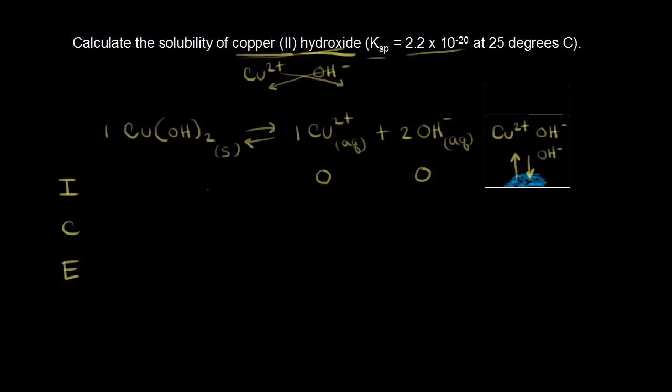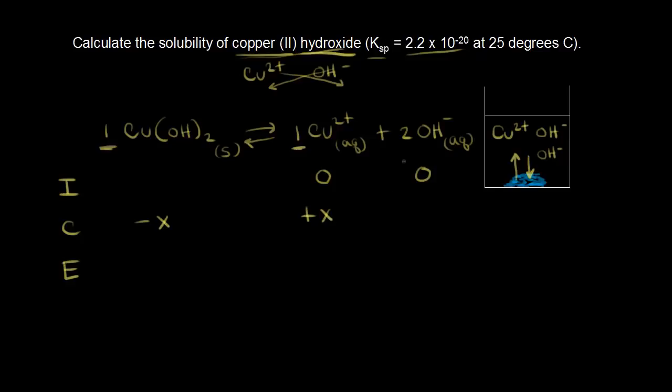Now let's think about the small amount of solid copper(II) hydroxide that dissolved. Let's say that X is equal to the concentration of copper(II) hydroxide that dissolves. So we're going to lose a concentration of copper(II) hydroxide, which we'll say is X. Look at your mole ratios. For every 1 mole of copper(II) hydroxide that dissolves, we get 1 mole of Cu2+ ions in solution. So if we're losing X for the concentration of copper(II) hydroxide, we're going to gain X for the concentration of Cu2+ ions.